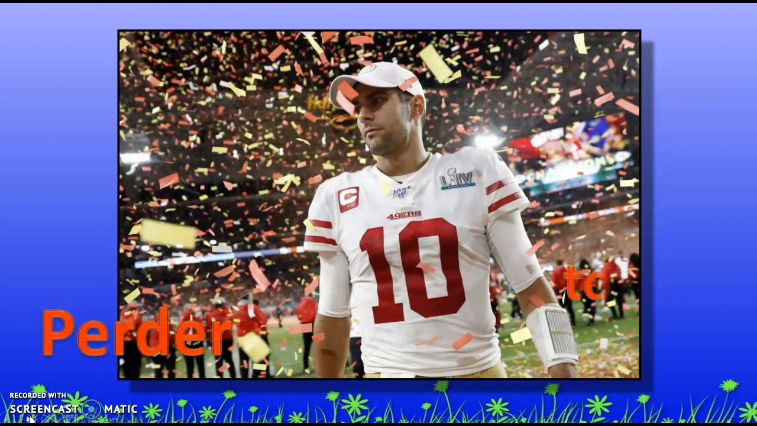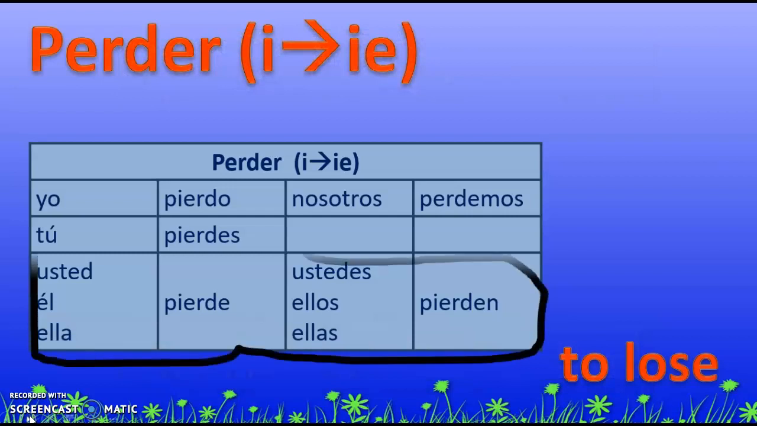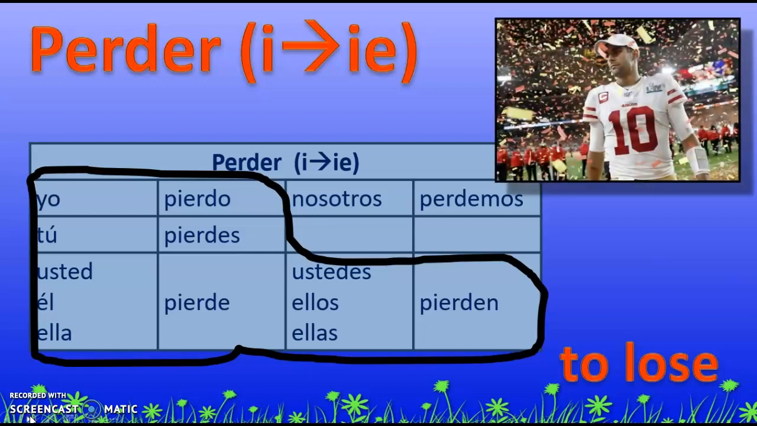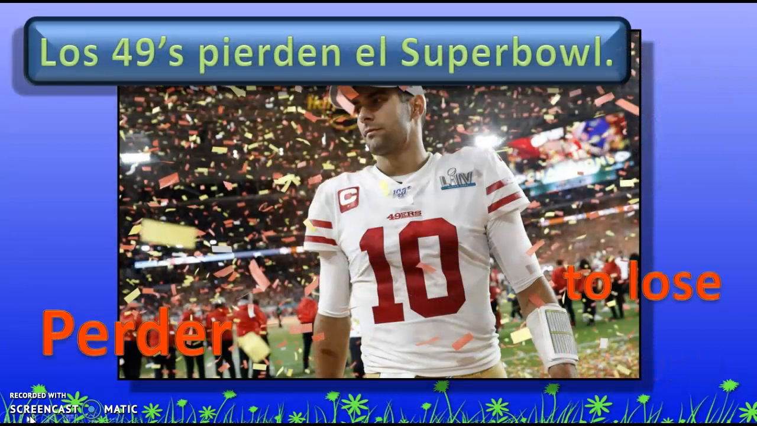Perder means to lose, and perder is also a stem changing verb. So you'll notice that it's changed from an I to an IE in 5 of the forms. And this year, unfortunately, los 49ers pierden el Super Bowl.